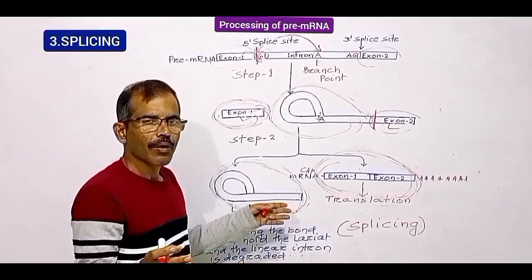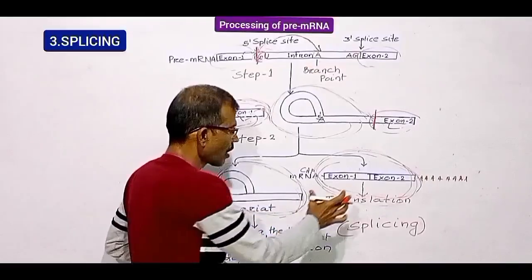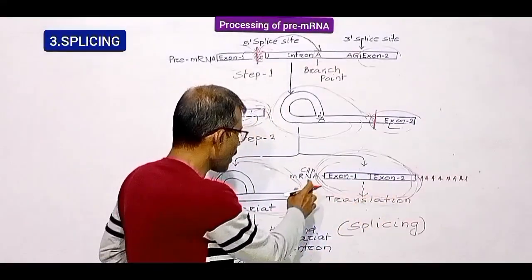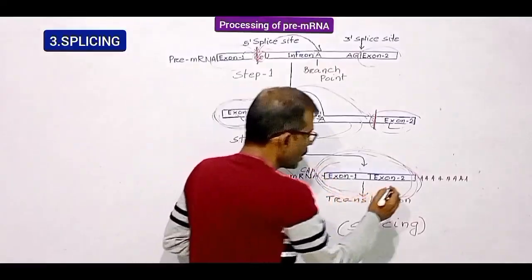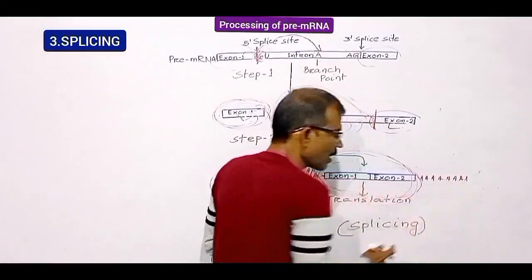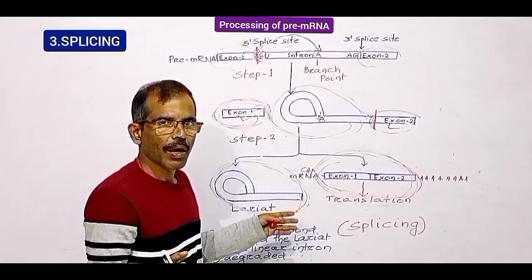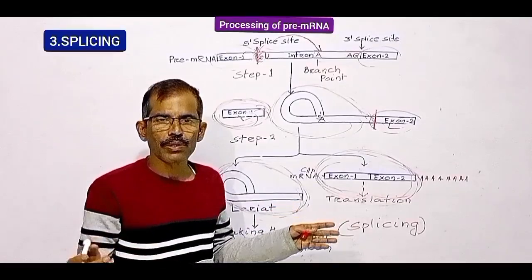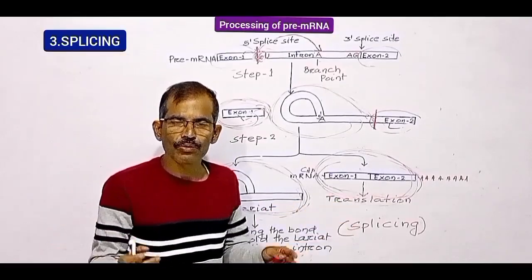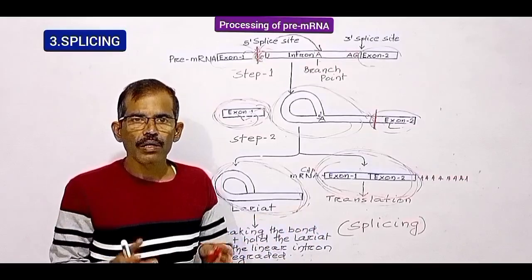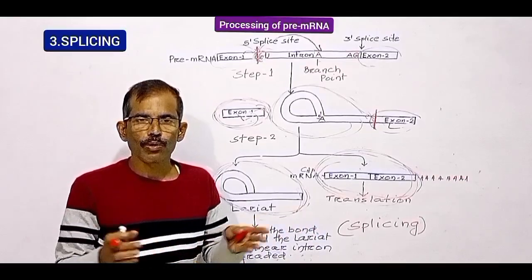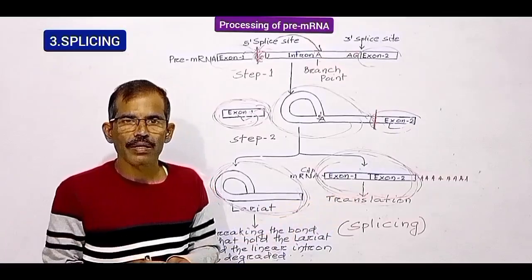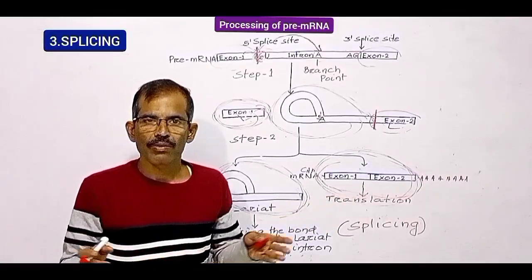After removal of all introns, the mature mRNA, which has a 5' cap and a 3' poly-A tail, moves to the cytoplasm for translation. In the next video, we shall discuss how various small nuclear ribonucleoprotein particles of the spliceosome participate in the splicing pathway.